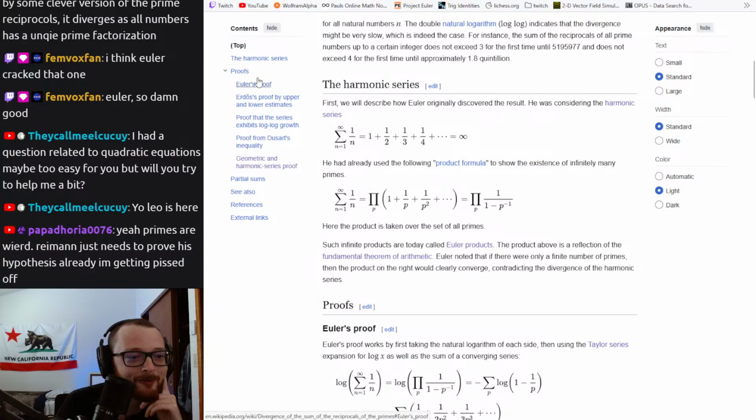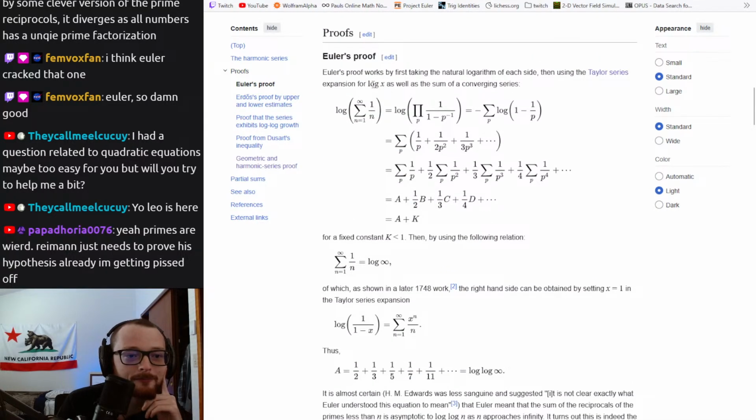Oh yeah, okay. Fenbox, looks like you're right. Euler's proof. Take the natural log of each side. Use Taylor expansion for log x. Sum of a converging series. Oh, because it's ln of 1 plus. Really? Wait, what? How do we go from every natural number to every prime?